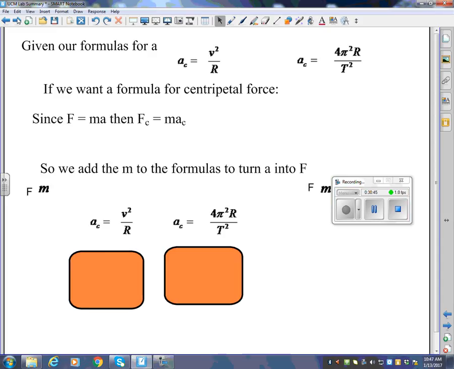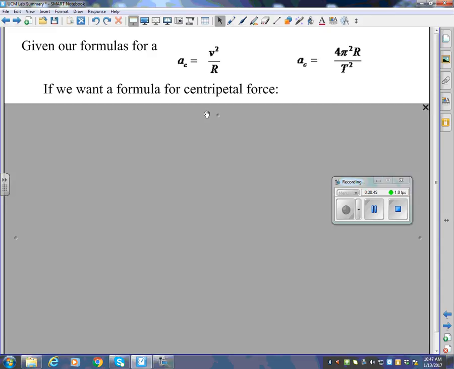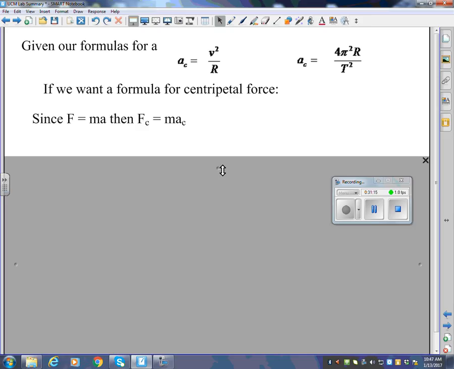Okay, now, last little bit here, because we quite often talk about centripetal force, let's see how this relates. It's a one slide thing, it's pretty easy, right? So given our two new friends, AC is equal to V squared over R, and AC is equal to 4 pi squared R over T squared, if we want centripetal force, F equals MA, both of these are A, so FC is equal to MAC.